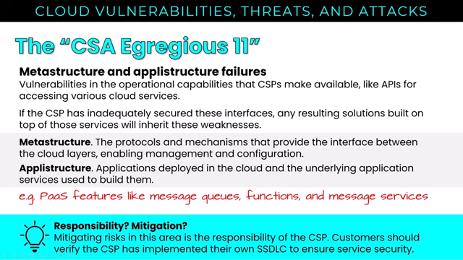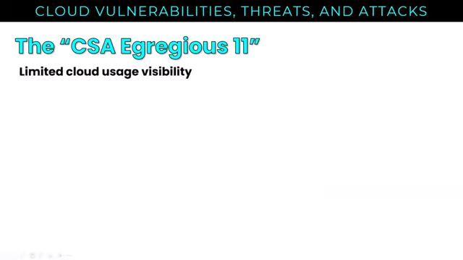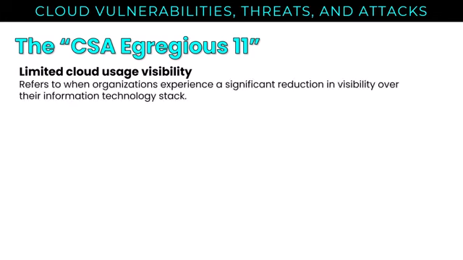And remembering that your CSPs generally don't allow direct audit, that's where we're going back to read assurance materials in which the CSPs tell us about their compliance with various audit standards and compliance standards. And rounding out the list, limited cloud usage visibility, which refers to when organizations experience a significant reduction in visibility over their information technology stack as a whole.